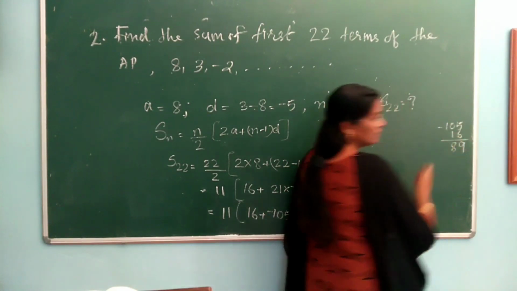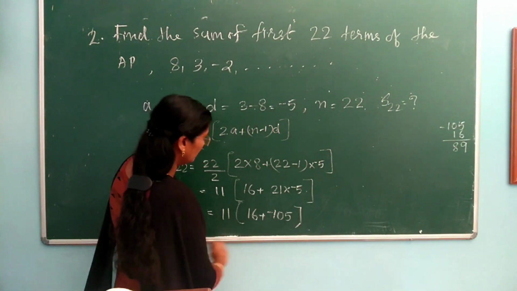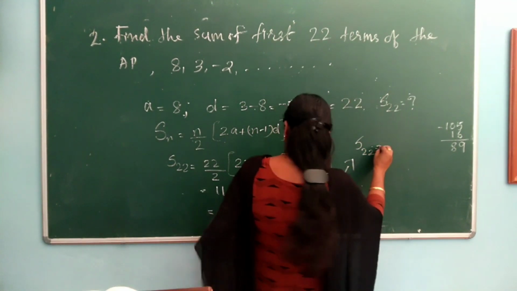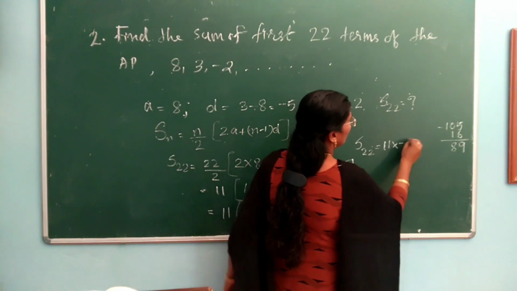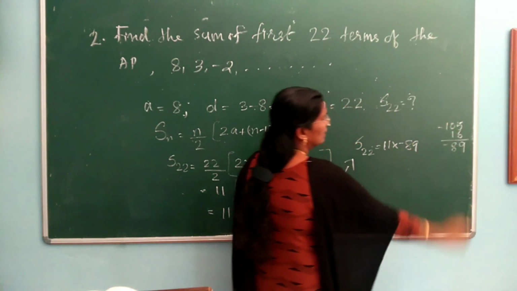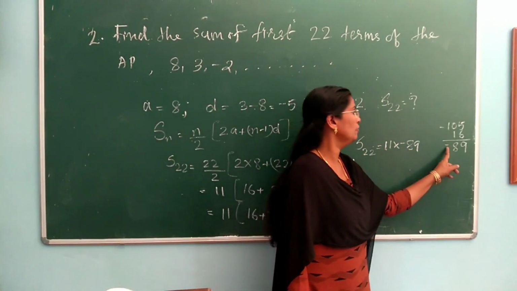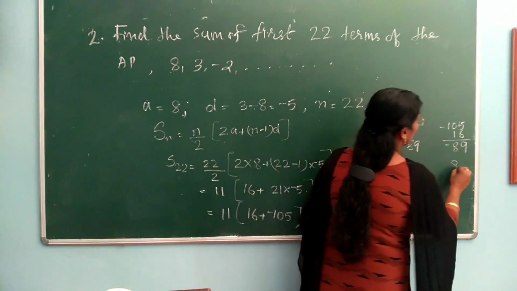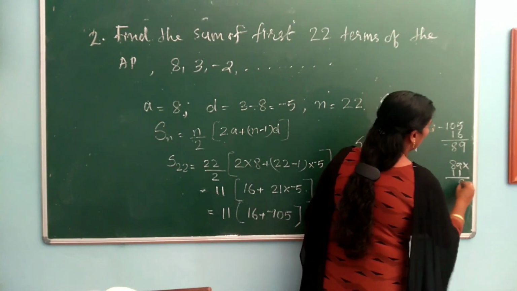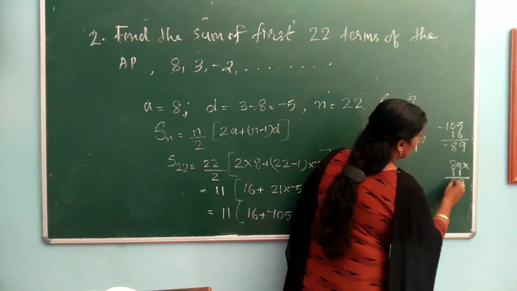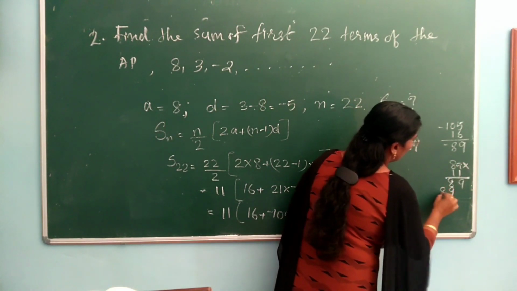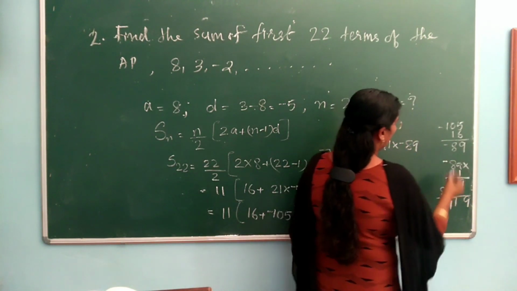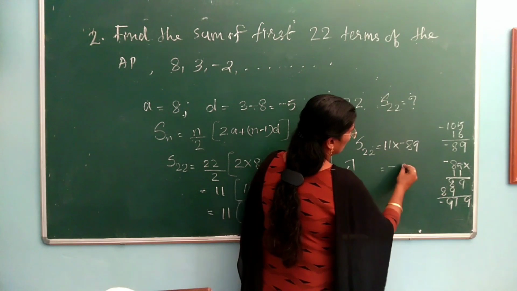105 minus 16 gives 89. So S22 is equal to 11 into minus 89. Here the bigger number is negative, so we have to put the sign of negative. So negative 89. Now multiply 11 with the 89. First multiply 1 9s are 9, 1 8s are 8. Again 9, 8. After that, negative 89, so the answer should be a negative number.